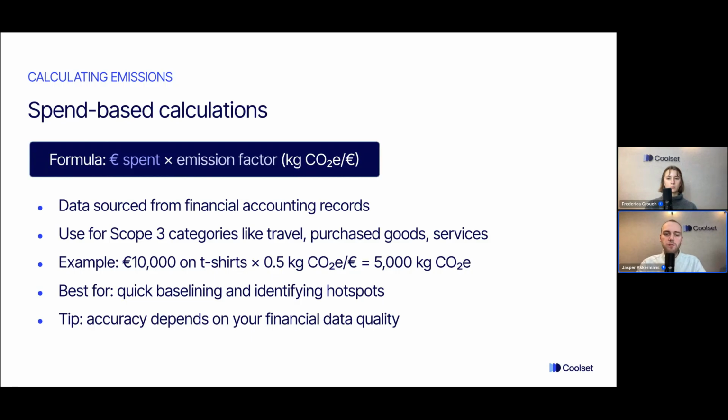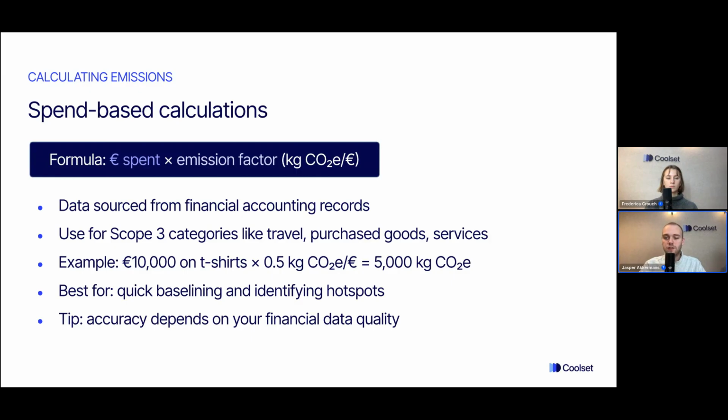Spend-based is a good starting point for Scope 3 categories like travel, purchased goods, and services. A quick example: a company spends 10,000 euros on t-shirts as part of a promotion campaign, and you find an emission factor for textile, or specifically t-shirts, that says that €1 of t-shirt expenditure is 0.5 kilograms of CO2 equivalent. You multiply those, and for those 10,000 euros on t-shirts, you get an emission output of 5,000 kilograms of CO2 equivalent.